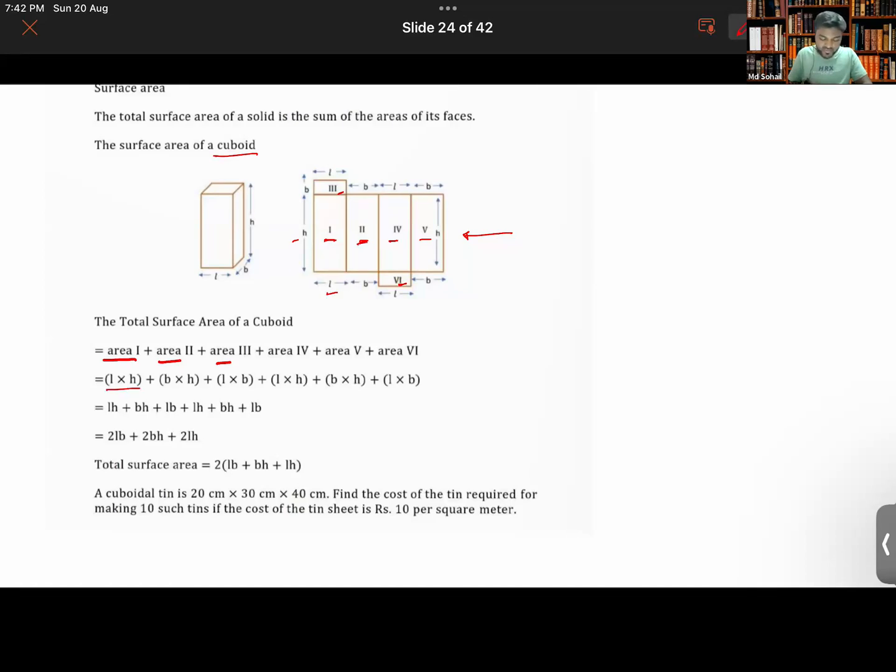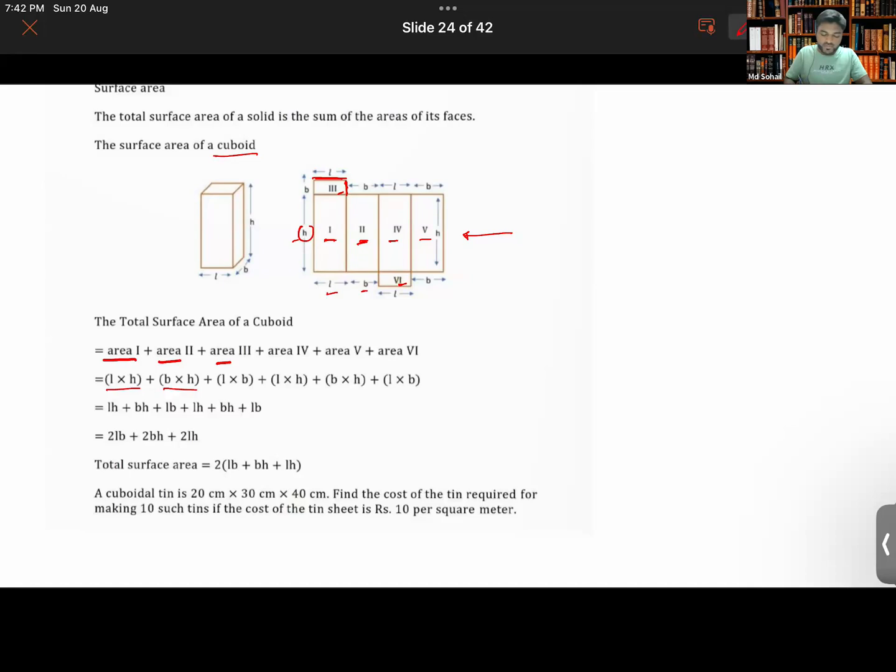Look at figure number 2. This is its breadth here, and this is its height. So you will multiply them, breadth into height. Likewise, see for area number 3, this one. That is its length and that is its breadth. You have to treat each of them individually.